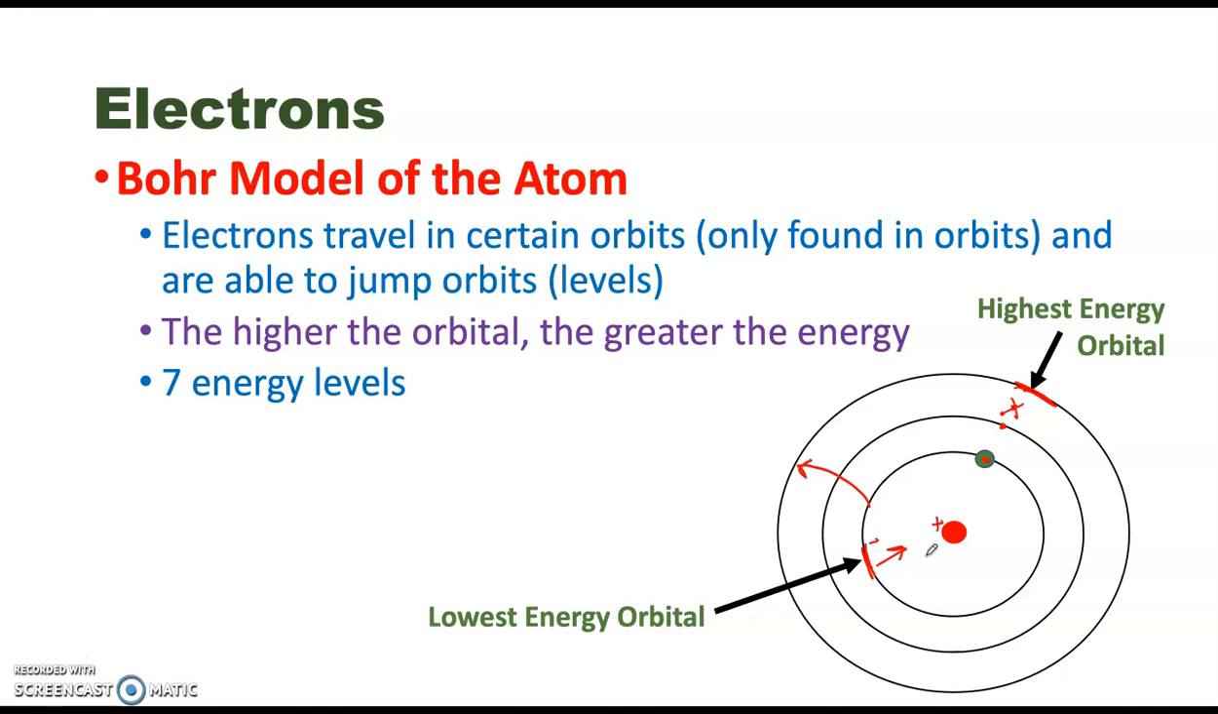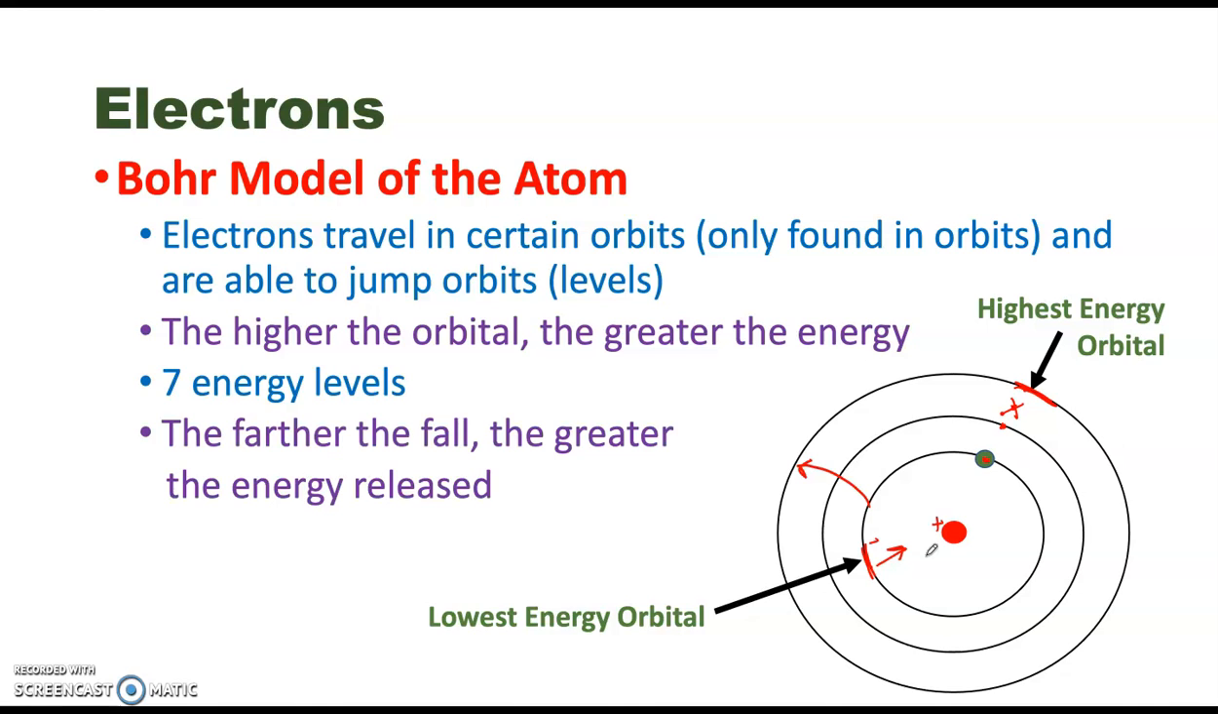Now there are 7 energy levels total. The farther the fall, the greater the energy released. So if I've got an electron here, it can either fall to this energy level, or it could fall to this energy level. If it makes that fall, it's releasing more energy because it's falling further. It has to give up more energy to fall down.